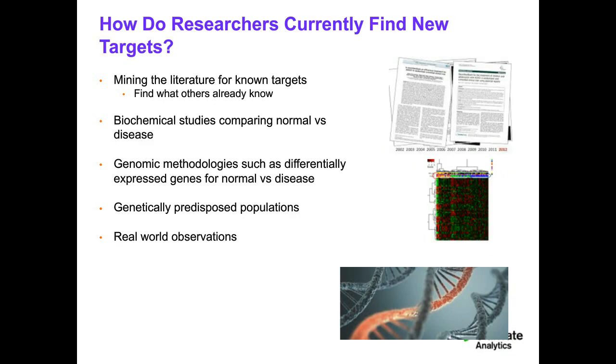Researchers currently use a variety of methods to identify and qualify new targets. The most popular of these is the mining of scientific literature. Other methods include biochemical studies comparing normal versus disease, genomic methodologies, such as differentially expressed genes for normal versus disease states, genetically predisposed populations, and finally, real-world observations are all currently used to identify new targets. And at the heart of all of these methodologies is the use of previous knowledge.